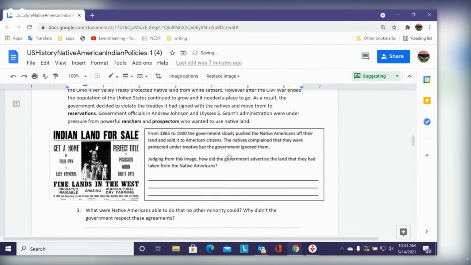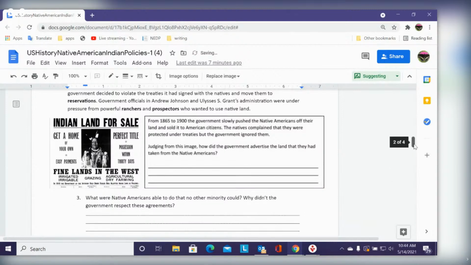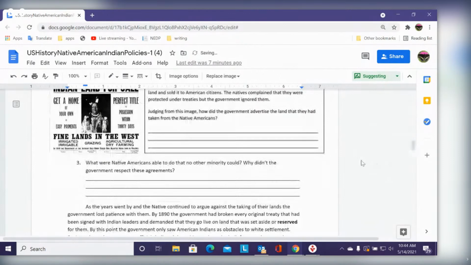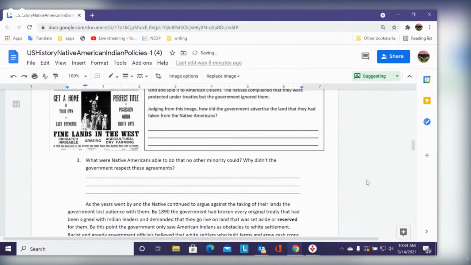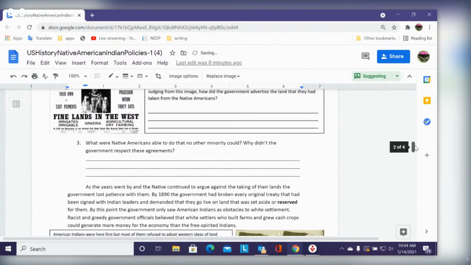It looks as though it's fine to say that we've taken this land from someone else and are giving it to you because, again, you have the God-given right, and we can't remove the idea of manifest destiny, that you have the right to make these decisions over those we consider savages if they are not Christian. So what were the Native Americans able to do that no other minority could do? And why didn't the government respect those agreements? We just answered that question.